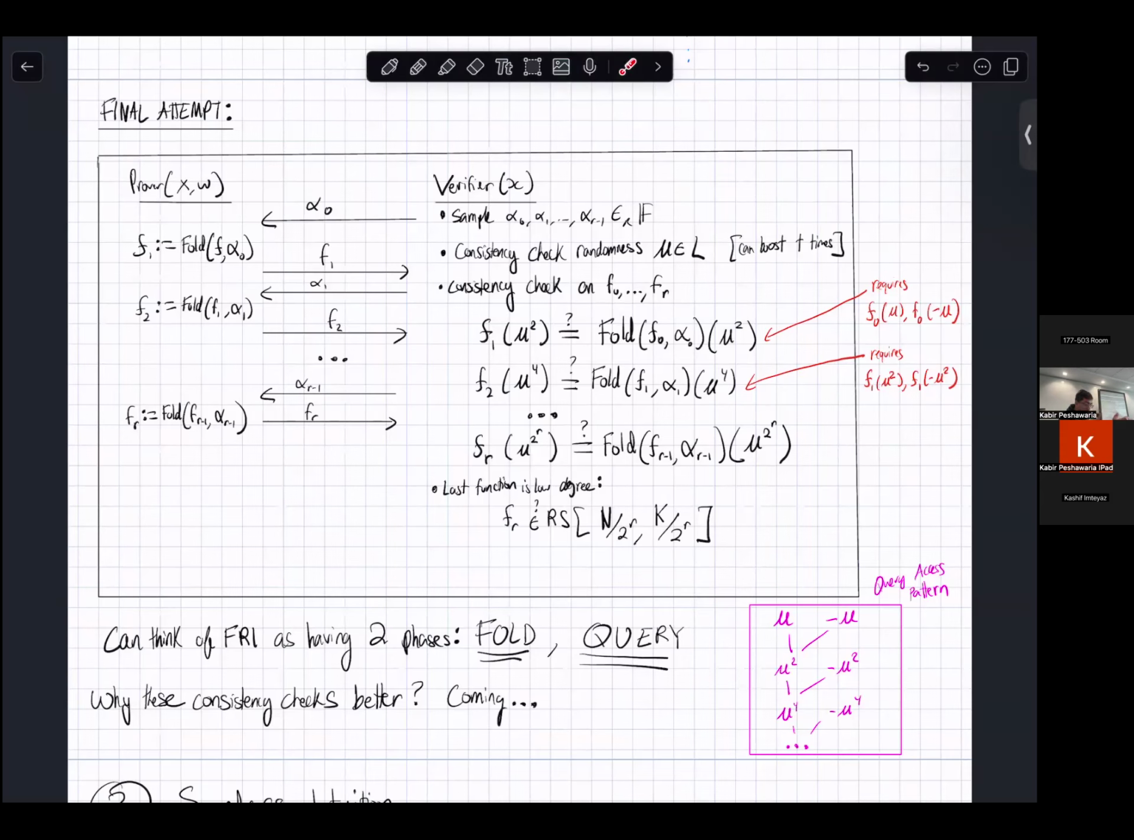Usually if you do this protocol and you make R equal to log capital K, then FR will be all constant, like all the evaluations are constant. It should correspond to some constant polynomial.